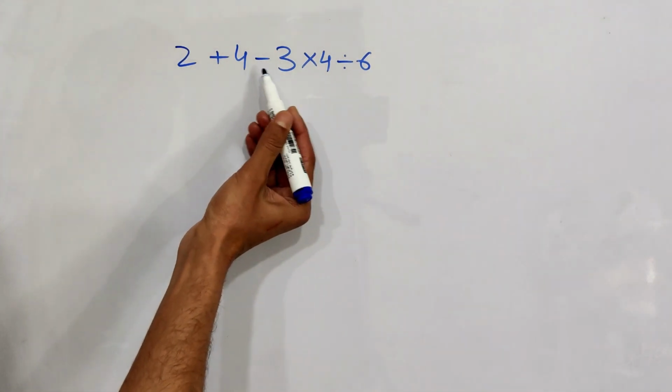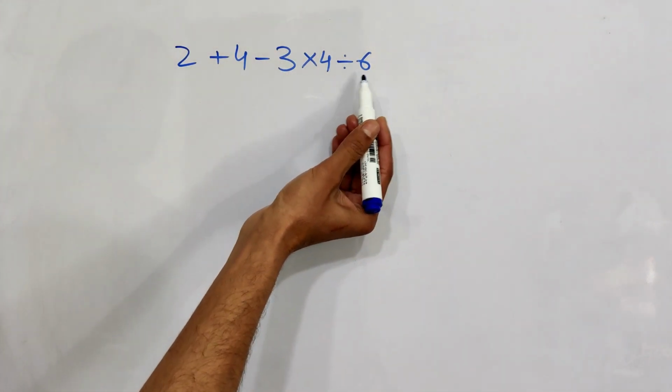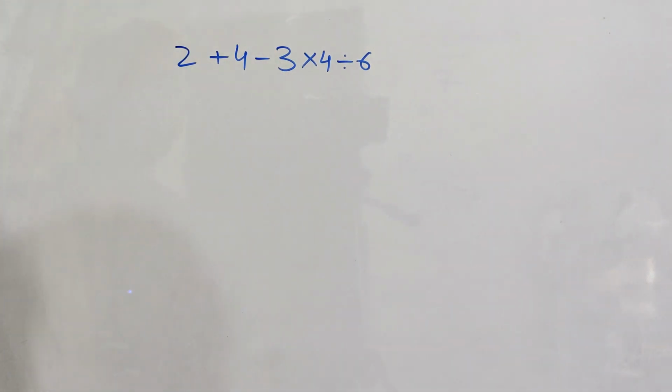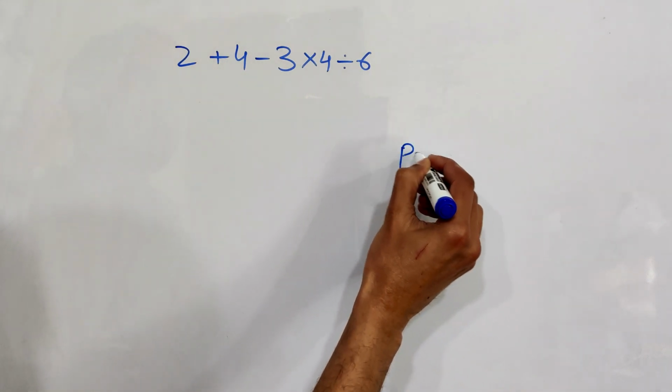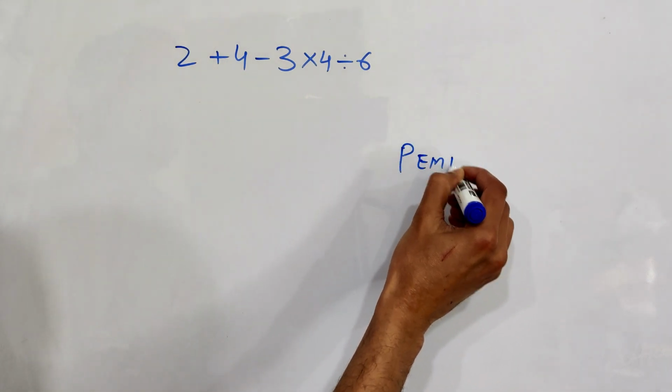We have 2 plus 4 minus 3 multiply 4 divided by 6. Let's solve this question step by step. Okay, so follow the order of operations.